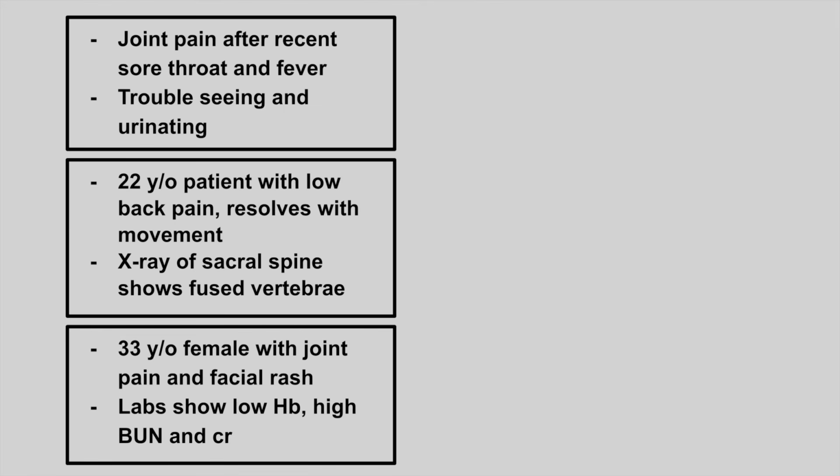Next, we have a patient who has joint pain after recent sore throat and fever, and they have trouble seeing and urinating. So this is reactive arthritis, and this condition tends to happen after some sort of infection, and then you can't see, you can't pee, and you can't climb a tree, known as conjunctivitis, urethritis, and arthritis.